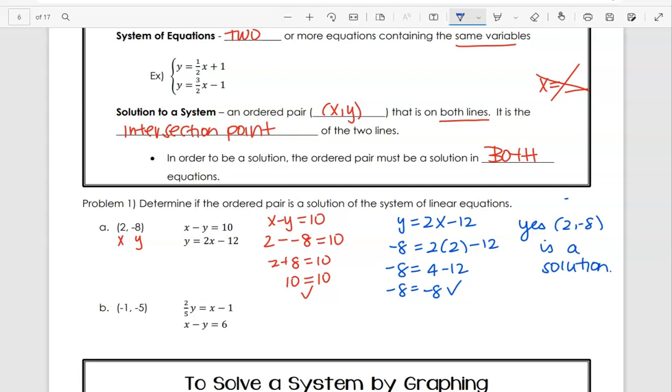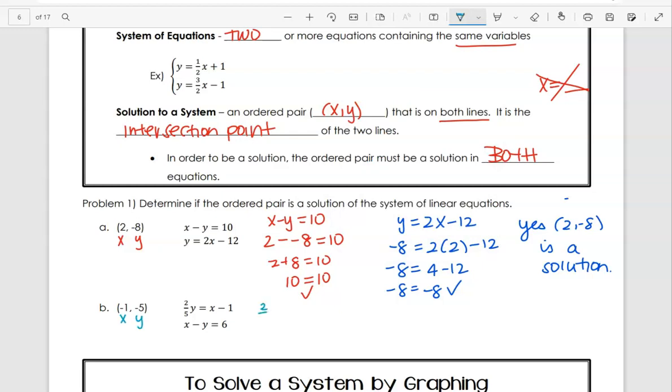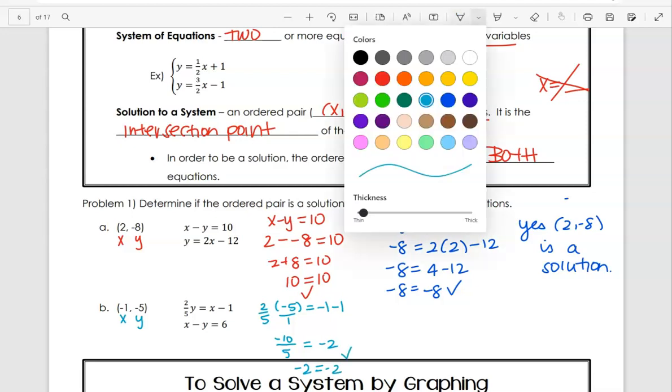It says for B, negative 1, negative 5, is it a solution here? So we're going to substitute it in. Again, here's my x and here's my y. I've got 2 fifths times my y value, which is negative 5, equals my x, which is negative 1, minus 1. Remember, when we multiply fractions, we go straight across, and I did the whole number over 1. So I'm going to get 2 times negative 5 is negative 10 over 5 times 1 is 5, equals negative 1 minus 1, gives me negative 2. I can do this division, negative 10 divided by 5 is negative 2 equals negative 2. Oh, that works. And then I get to test it again.